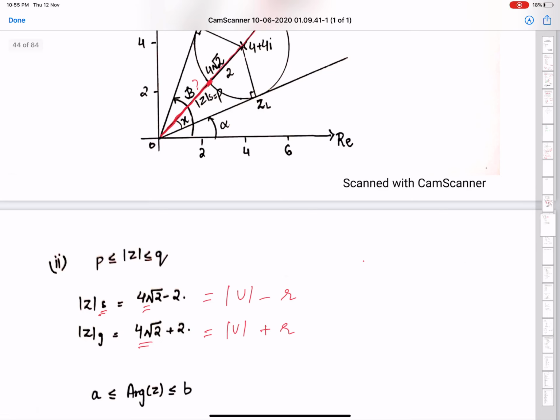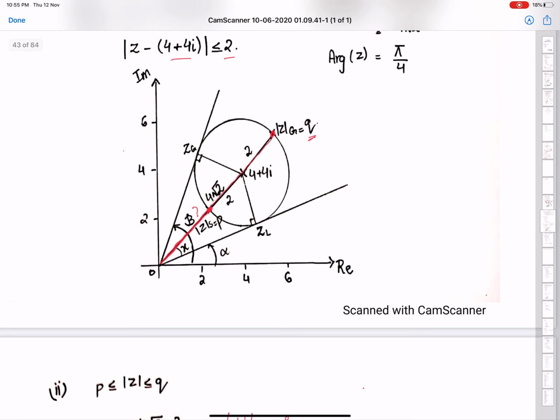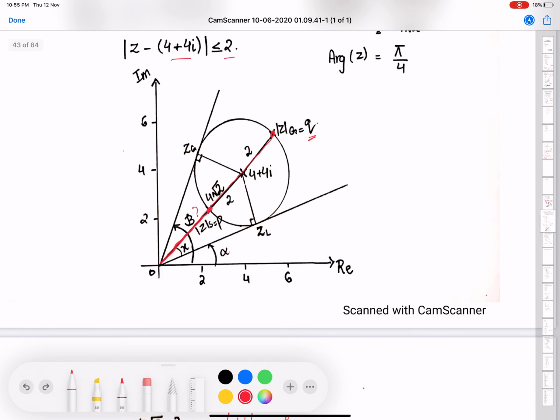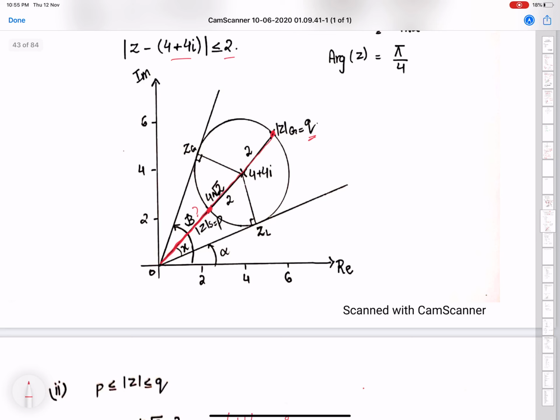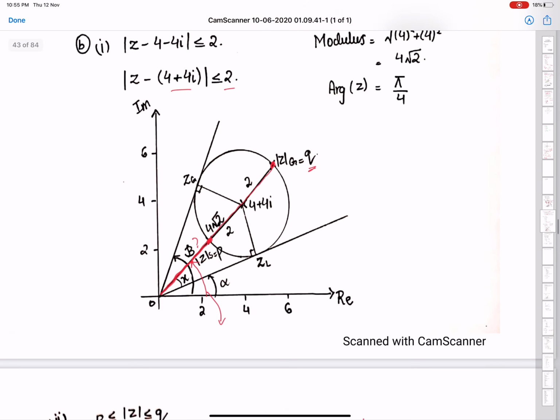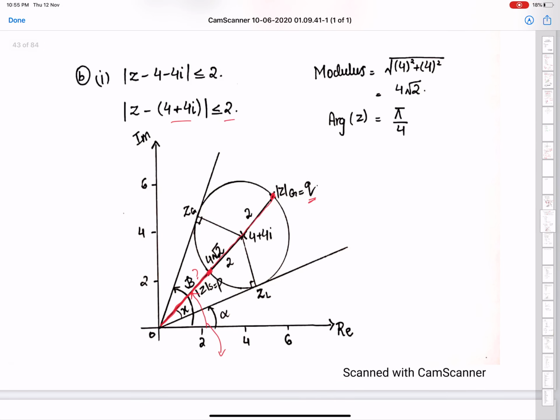Now for argument, you need to draw tangents. This is the least value of argument, and this is the greatest value of the argument. And for that, you need to get the argument of center. This is the argument of the center, which is pi by 4. In radians.